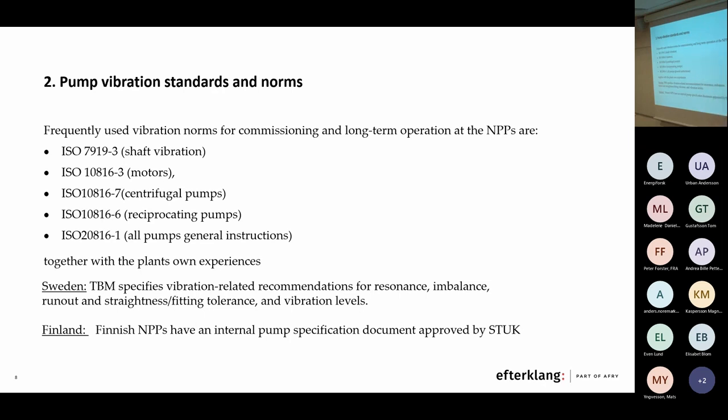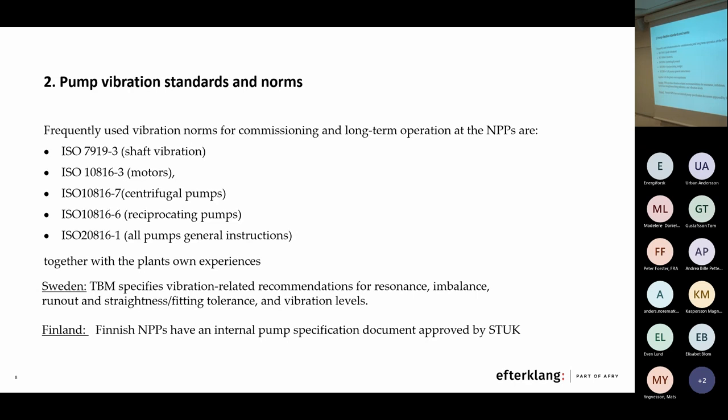In Sweden, if you look at the differences, they have some technical documents collected in something called PACT. And PACT consists of technical descriptions, TBN. They refer to these kinds of standards. But they also add recommendations to set up requirements for resonance, imbalances, straightness, fitting, etc. So they have like a package, and this TBM, the Swedish plants organize themselves and get approved. Is it by SSM, or am I wrong? Maybe someone can put it in there.